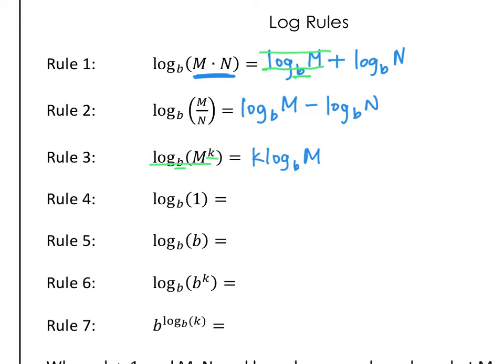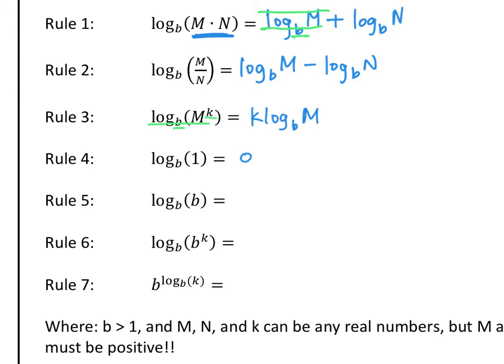Rule number 4: any log of 1 is 0. So you just memorize that. Any log of 1 is 0. All right, rule number 5 and 6.